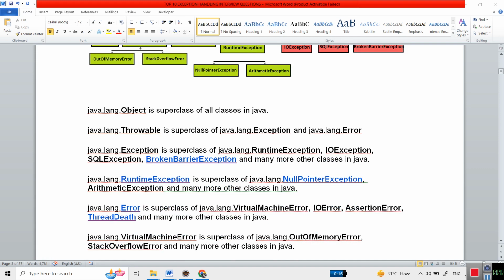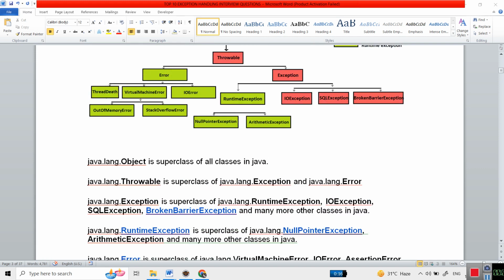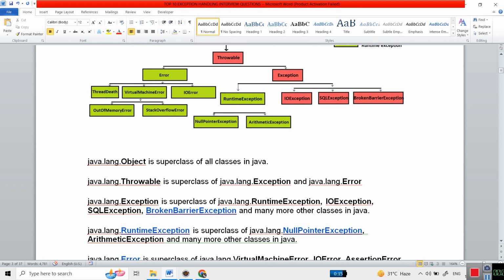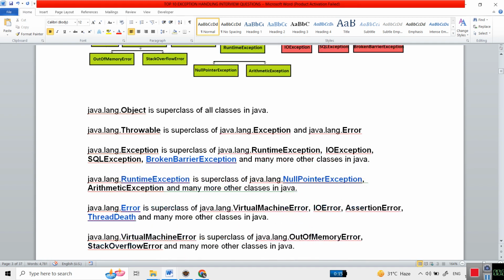So java.lang.Object, Object is a superclass of all classes. Another thing is Throwable. So Throwable is a superclass of java.lang.Exception and java.lang.Error. Another thing is java.lang.Exception is a superclass of this one. So I think you got all these things.